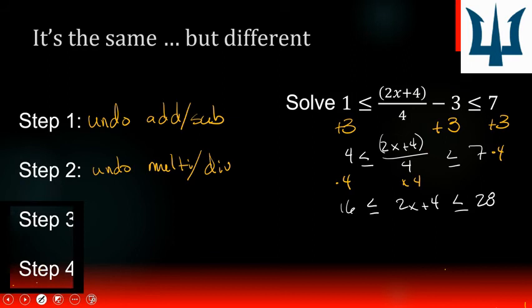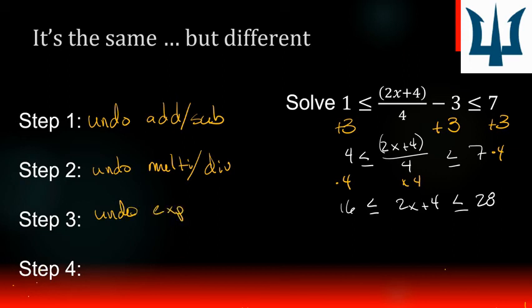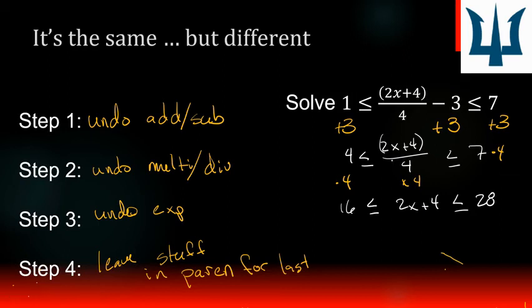Step 3 is, no, that's not what step 3 is. Step 3 is undo exponents. We don't have any in linear problems, but they might show up later. Step 4 is leave everything in parentheses for last. So that 2x plus 4 has to stay there until the very end. And there's a secret here. A fraction bar is a form of parentheses. It's called the vinculum, and vinculums are grouping symbols. All right, so let's go ahead and finish that problem.